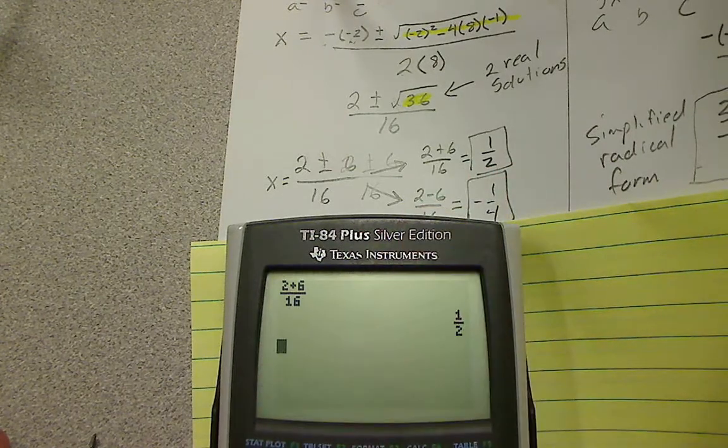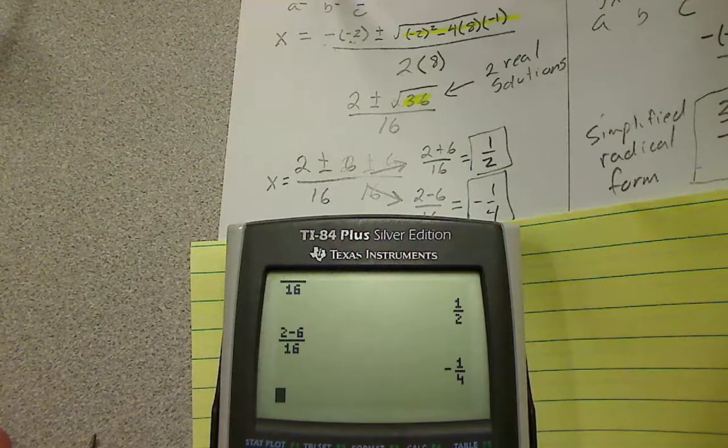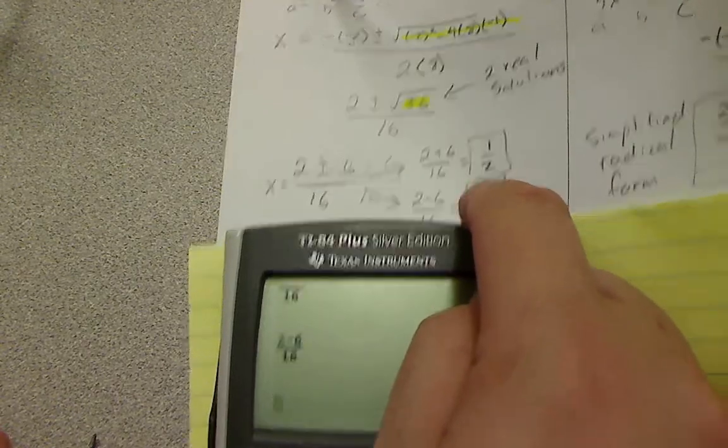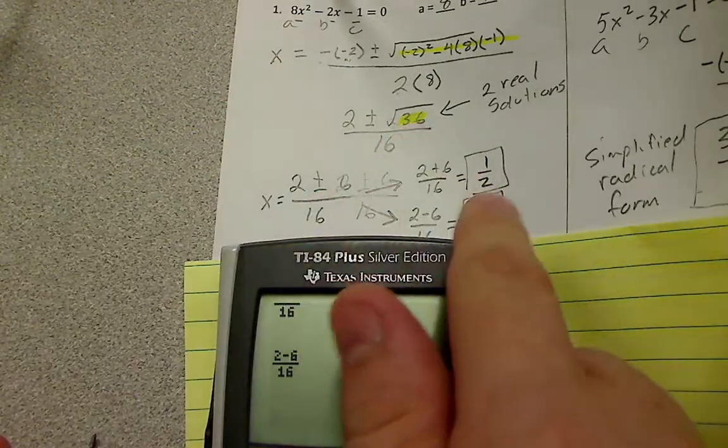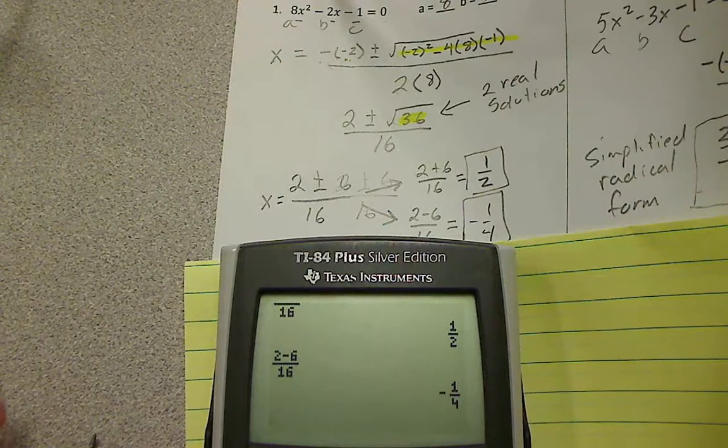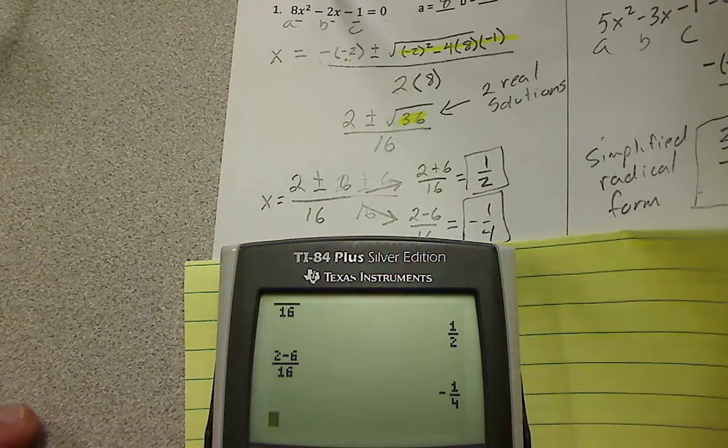Second one, I do the same thing. 2 minus 6 in my numerator over 16 in my denominator, and I get negative 1/4. So I got 2 real solutions for my answers, which my discriminant said I should have, and that's the quadratic formula. Okay.